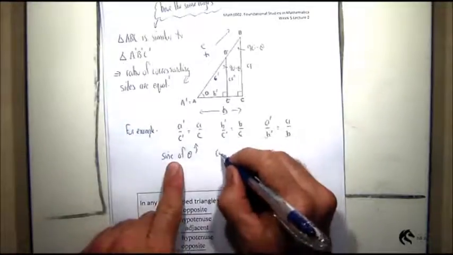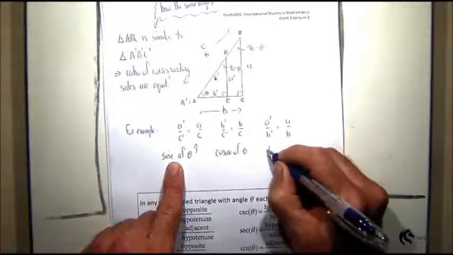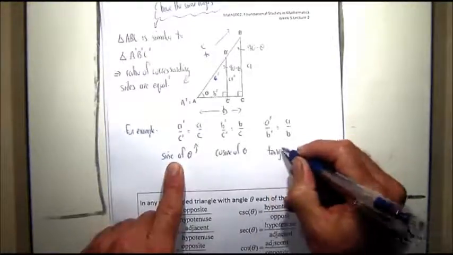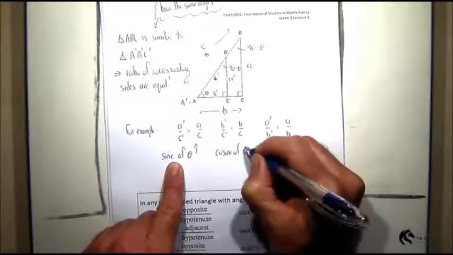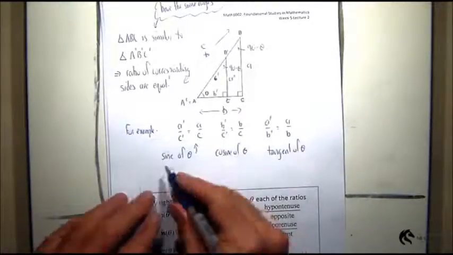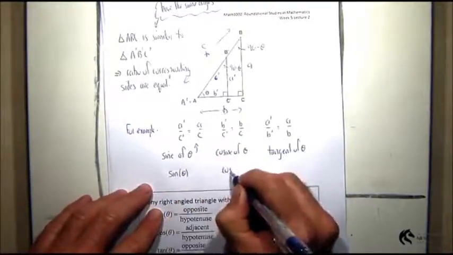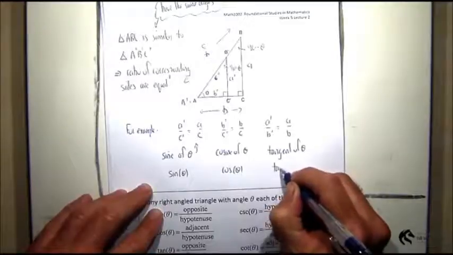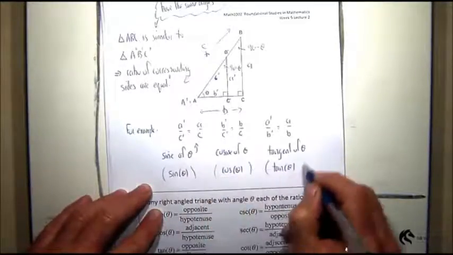This ratio that I put in here is called the cosine of theta, and the last one is called the tangent of theta. And I must admit that I'm not exactly certain of the origin of those terms. I don't know why they're called sine, cosine and tan. But we denote them like this: sine theta, cos theta and tan theta are the shorthand versions.